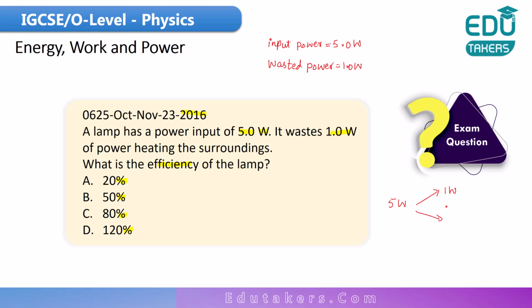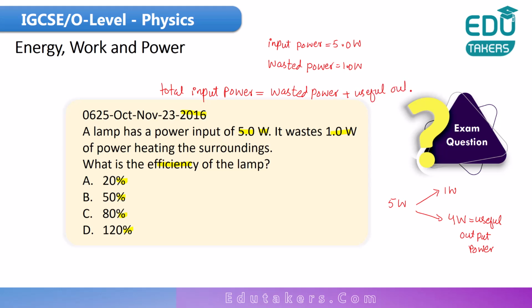So remaining is 5 minus 1, which is 4. So 4 watt is the useful output power. I can also write from here a formula that total input power is equals to wasted power plus useful output power.